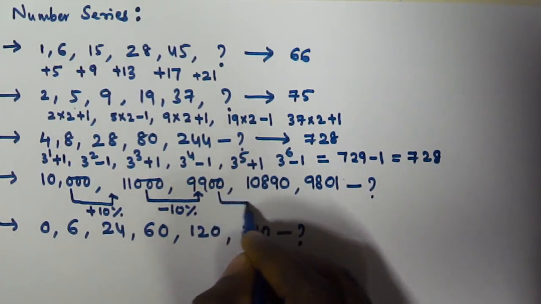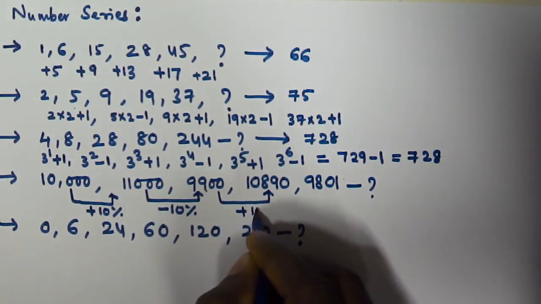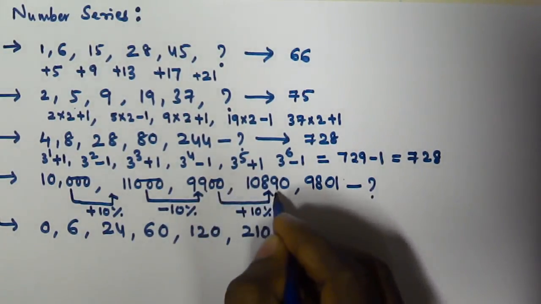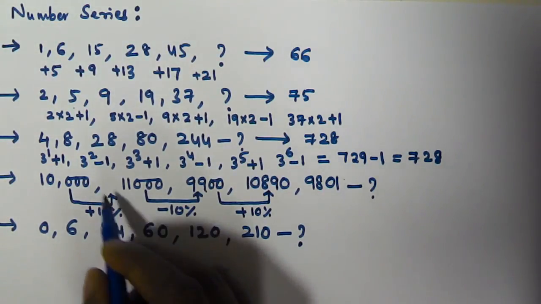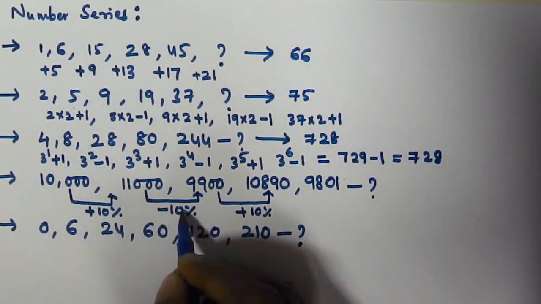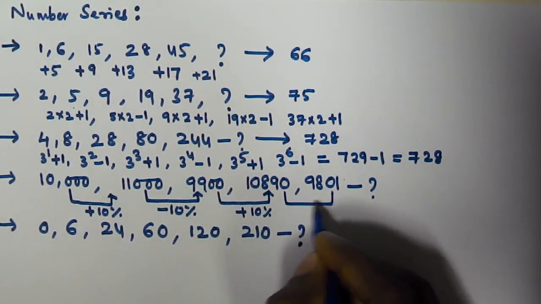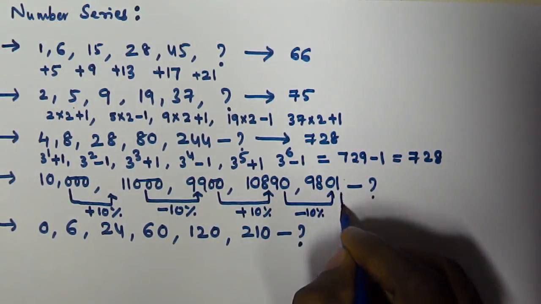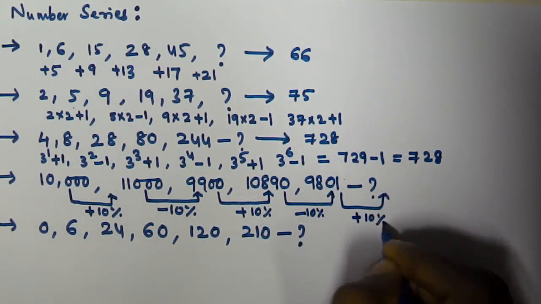So that means we are finding the 10% of this number and then we are adding the 10 percentage to this number, then we are getting the next number. So same series. First time we are finding 10 percentage and then adding. Second we are finding the 10% and we are subtracting. Again here we are adding. So here again we find the 10 percentage of this one and we subtract this one.